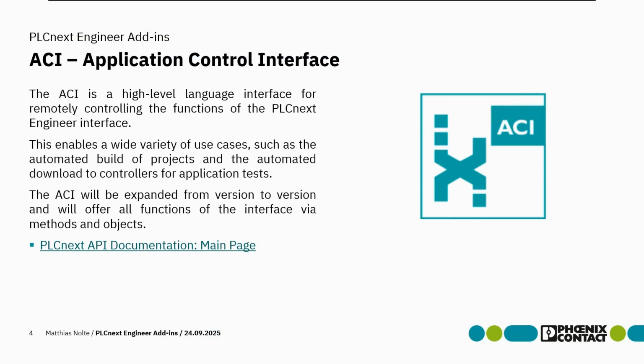For the ACI, the Application Control Interface, I do not have an example because I do not have this license by myself. But the ACI is a high-level language interface for remotely controlling the functions of the PLCnext Engineer interface. This enables a wide variety of use cases, such as the automated build of projects and the automated download to controllers for application tests. The ACI will be expanded from version to version and will offer all functions of the interface via methods and objects.